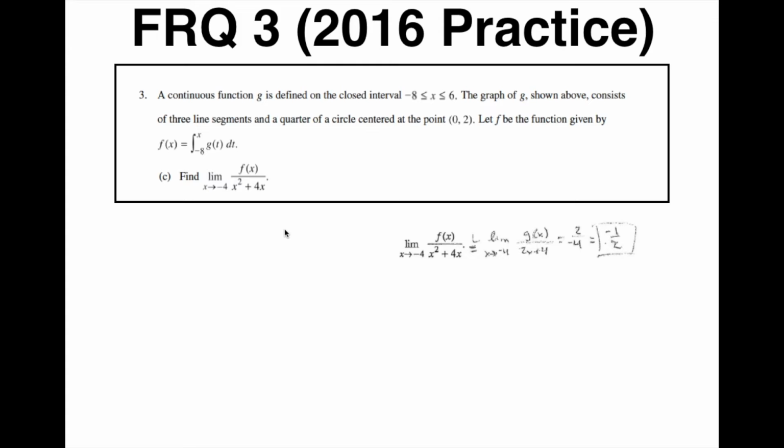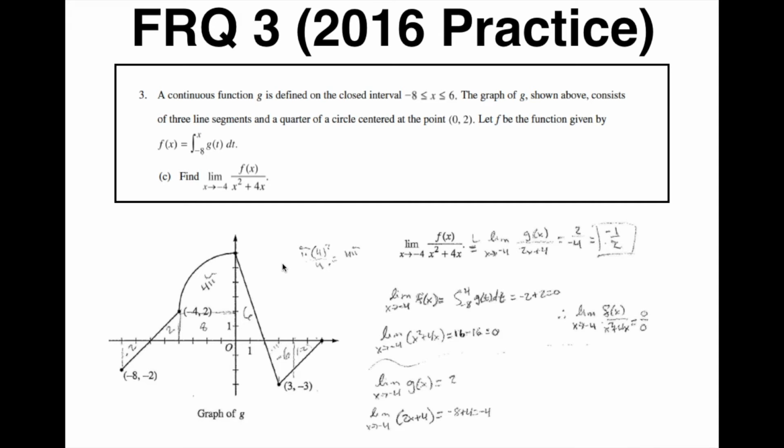Question C. Find the limit as x approaches -4 of f of x over x squared plus 4x. And this is what I just mentioned earlier. As x approaches -4, the first thing you want to do when you look for a limit is to try to simply plug in x equals -4, direct substitution, and see what happens. But what happens is that f of -4 is the integral from -8 to -4 of g of t dt, which is the signed area from here to here. And that is equal to 0.